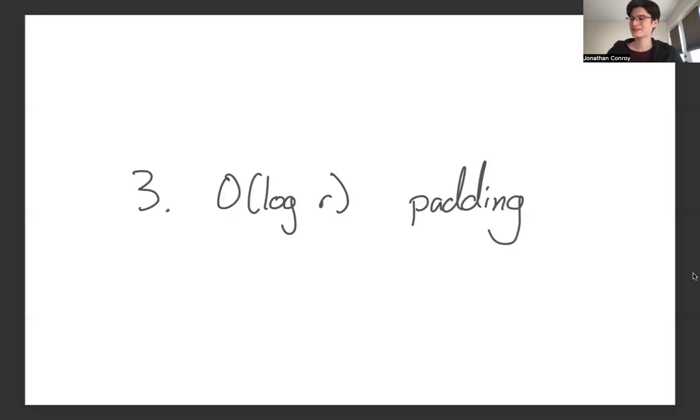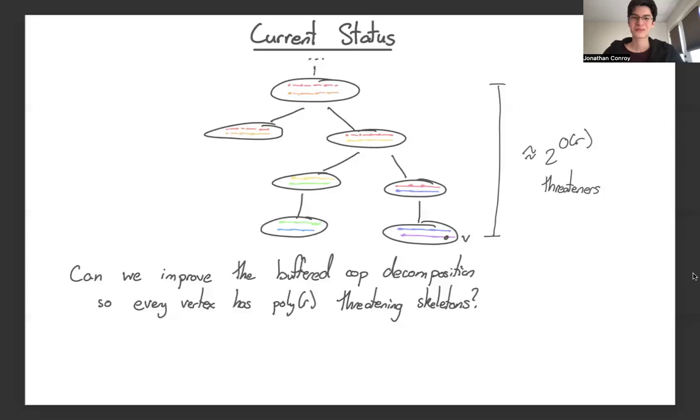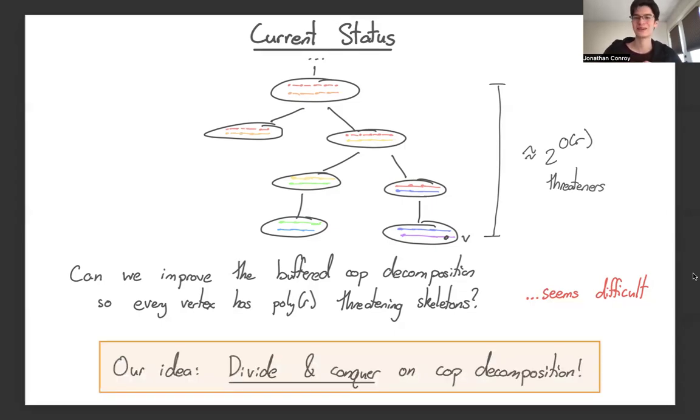Okay, now let's talk about how to improve to log R. The first natural idea that one might try is, can we improve the buffered COP decomposition so that every vertex has poly-R threatening skeletons as opposed to 2 to the R threatening skeletons? Unfortunately, this seems extremely difficult, and we don't know how to do this. But instead, we design a way to cope with the fact that we have a large number of threatening skeletons in this buffered COP decomposition. And that method is just divide and conquer on the COP decomposition.